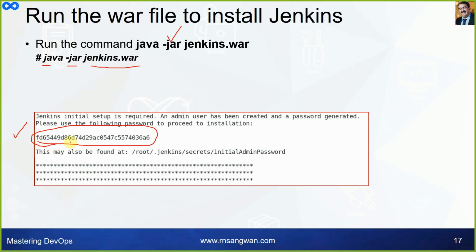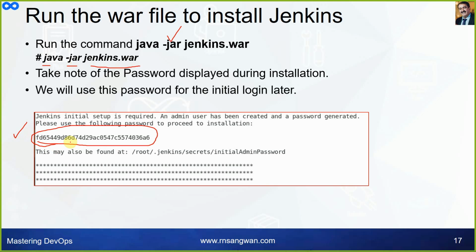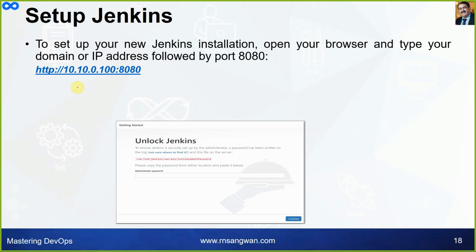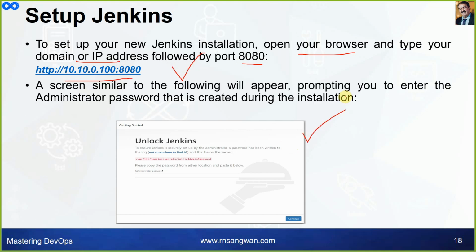So check this password and then visit the URL. The password will be displayed during the last step of installation, and use this password to log in for the first time when you launch Jenkins. To set up your Jenkins installation, open your browser, IP address of your machine followed by port number 8080. This is where I am right now. I started this. A screen similar to the following will appear.